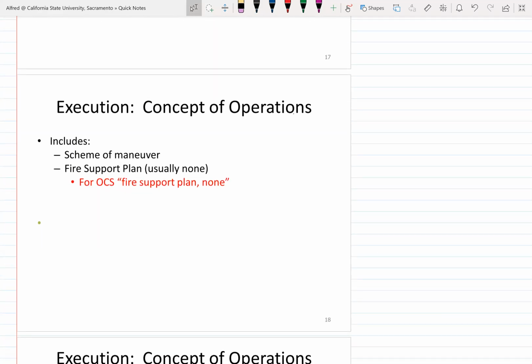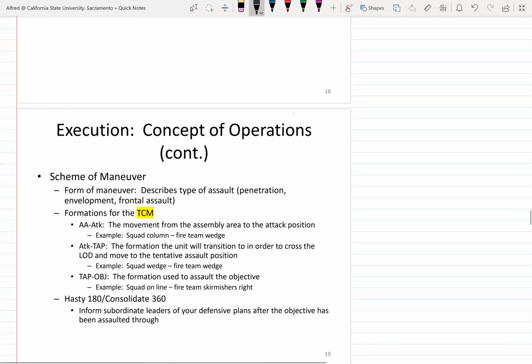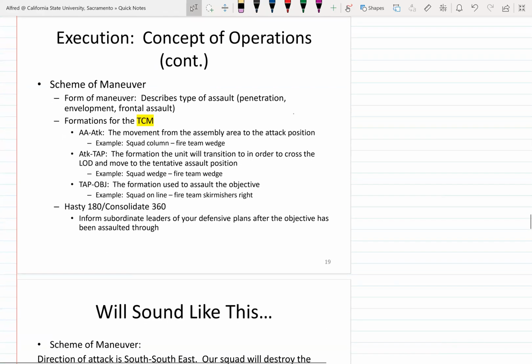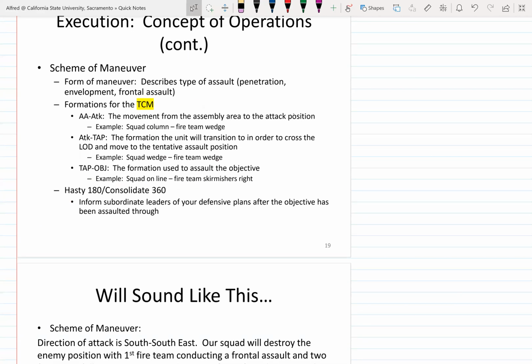So, concept of operations. This has two subheaders right here, scheme of maneuver and a fire support plan, which is usually none. I don't even know entirely what fire support plan is. I think that's TBS level stuff, so I'm not going to worry about it. But fire support plan is always none. Just go scheme of maneuver, concept of operations, scheme of maneuver, and then this scheme of maneuver has its own list of subheaders, right?